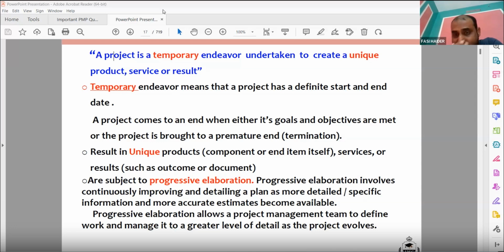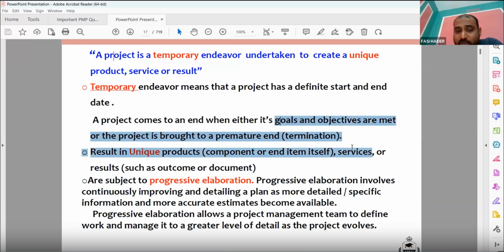Temporary endeavor means that a project has a definite start and end date. A project comes to an end when either its goal and objectives are met or the project is brought to a premature end.